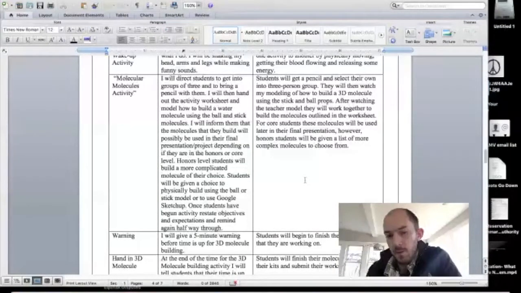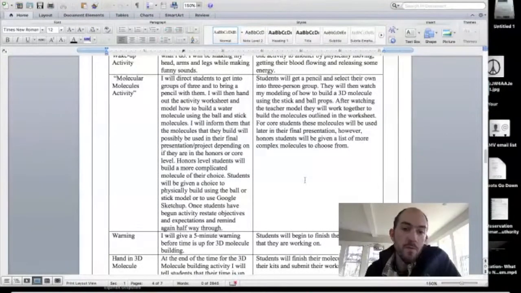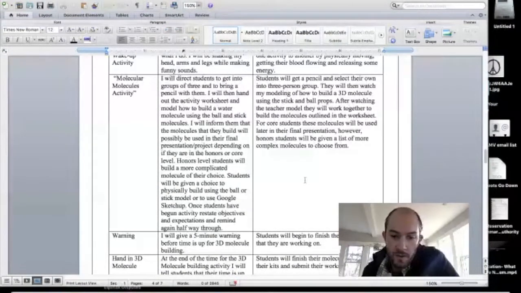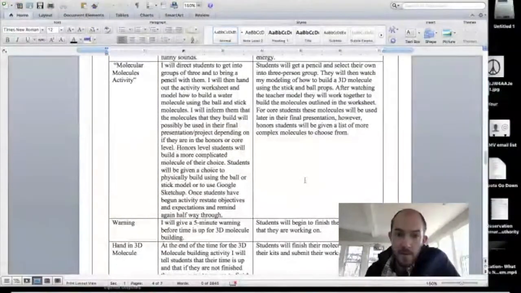This activity will be sort of leveled, so the honors students will have to build a more complicated molecule of their choice. However, anyone that elects to build a more complicated molecule will get extra credit if they are not at the honors level, if they're in the core, because we have a mixed class. We have honors and core in the same class. There's a lot of differentiation that happens.